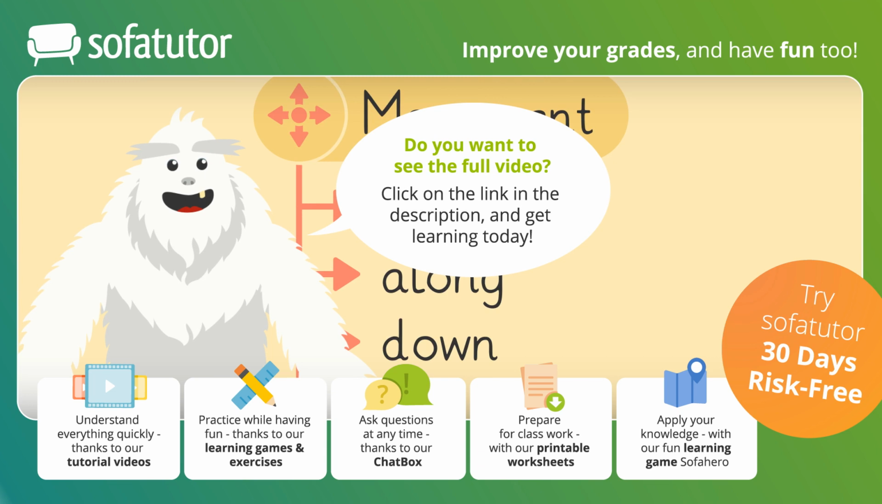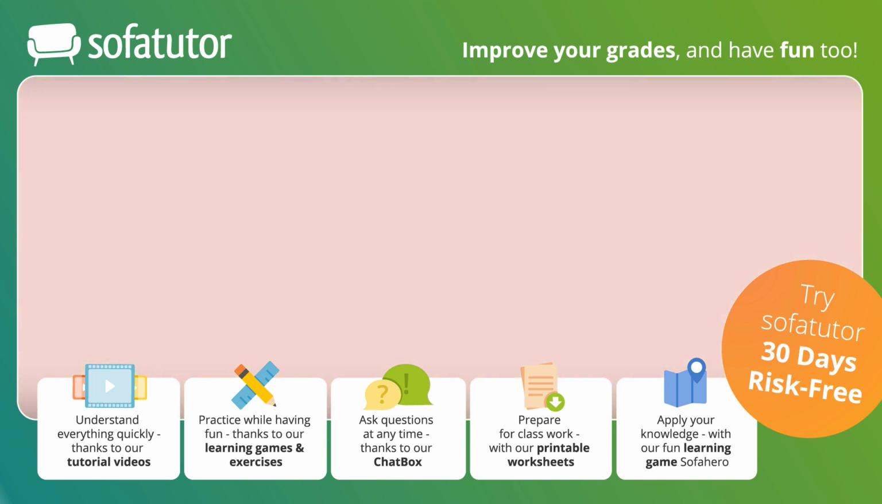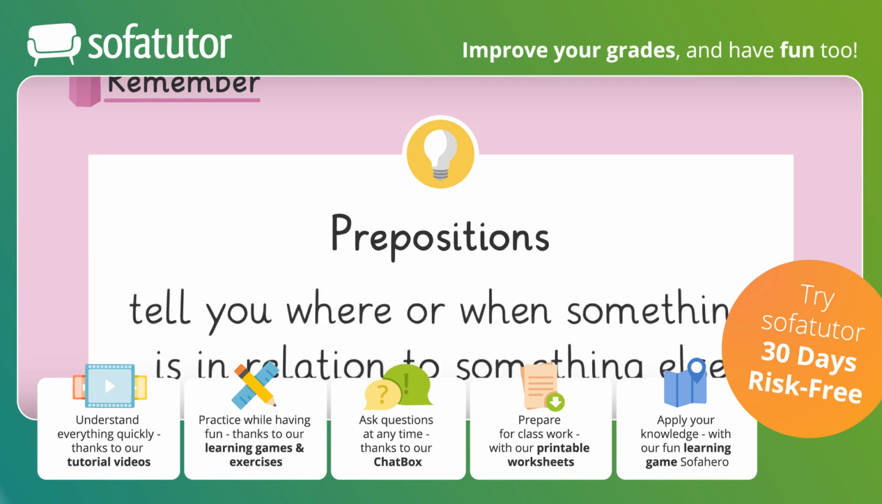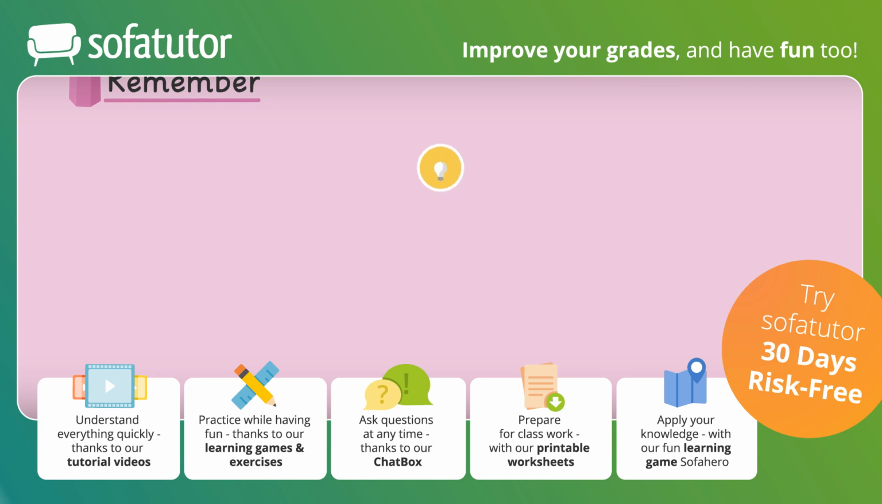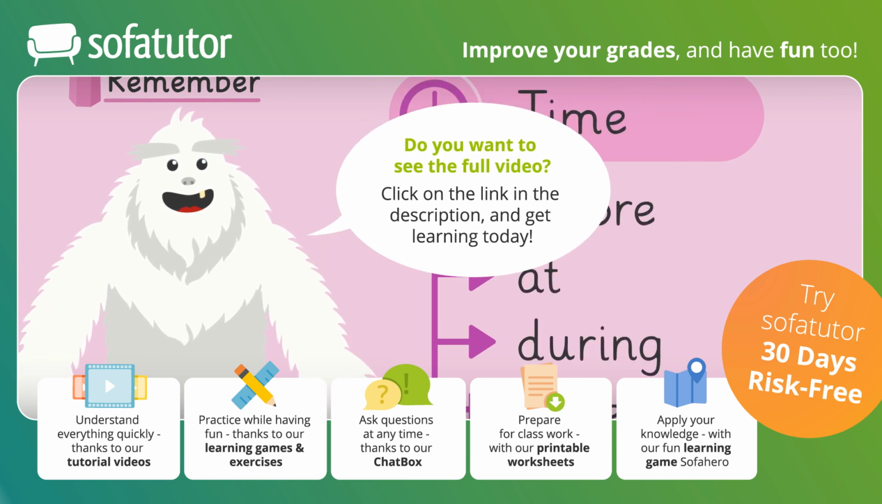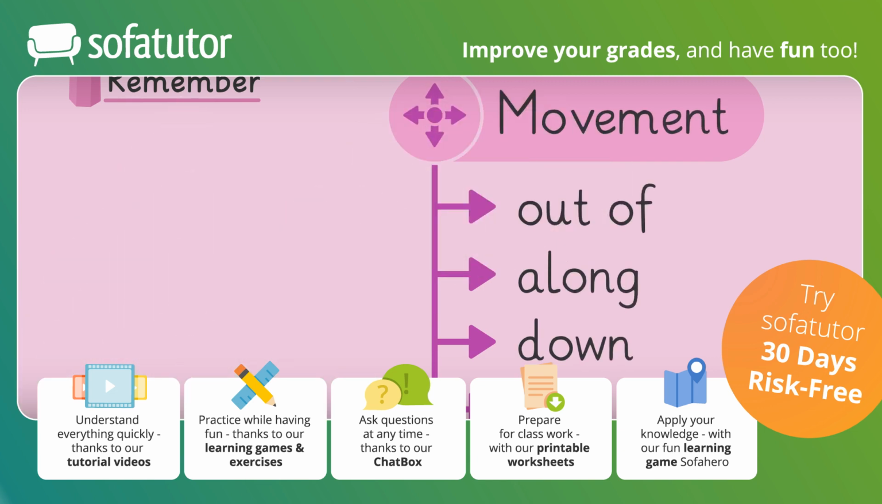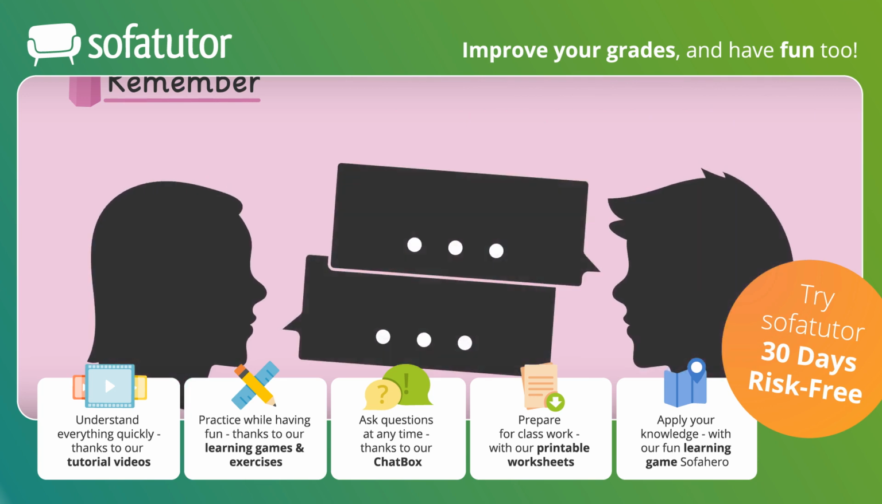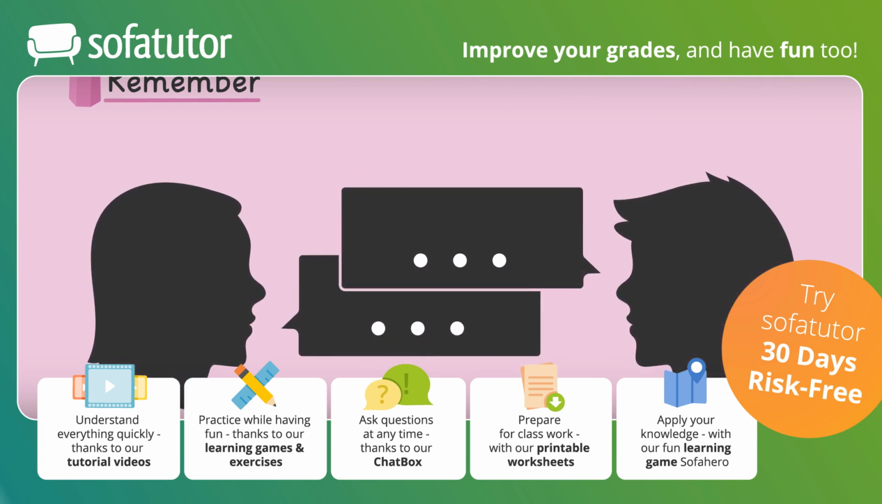Before we see how Pip made out with his green thumb, let's review. Remember, prepositions are connecting words in sentences. A preposition is a word that tells you where or when something is in relation to something else. Prepositions can establish a noun's location, time, or movement. Learning the different types of prepositions helps us communicate better by making our sentences clearer.